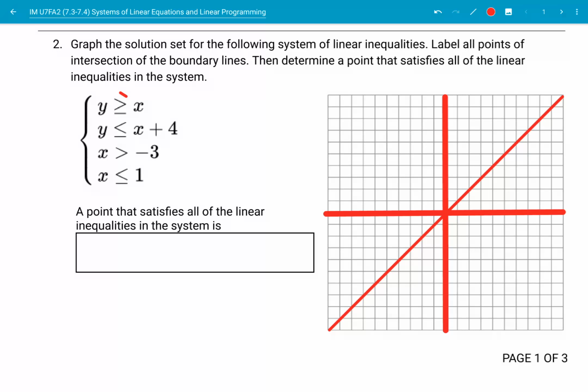The next line that we need to graph is y is greater than or equal to x plus 4. So we start at 1, 2, 3, 4, and our line goes through this point right here. It goes through the point 0, 4.